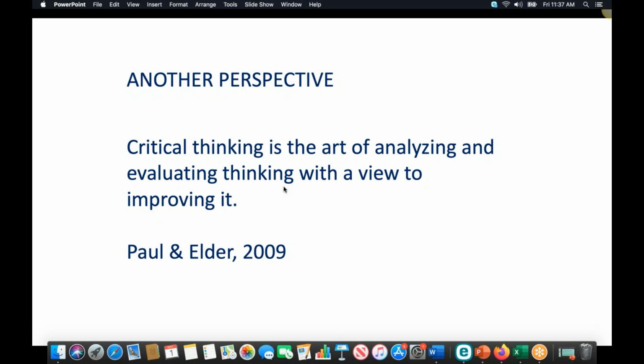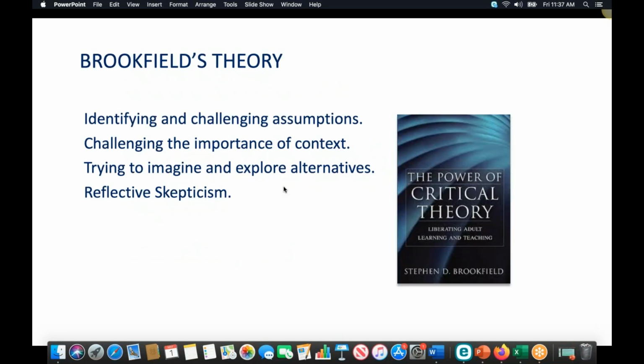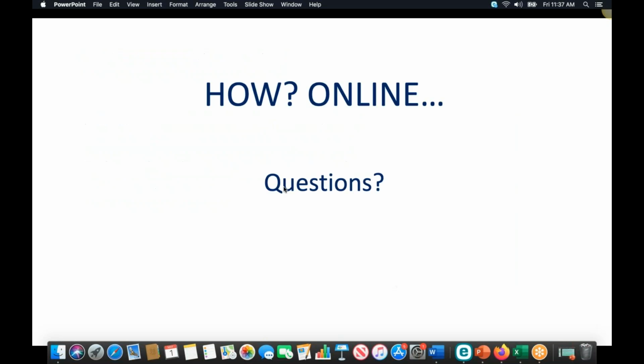And what I love about this definition is they talk about it as an art, like an art isn't a perfect science, like it's messy. And another giant in the critical thinking world is Stephen Brookfield. If you Google Stephen Brookfield, his book has tons of strategies on facilitating critical thinking in the classroom, many of which, with some work, can be translated into the online environment.